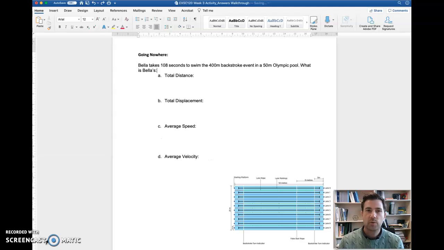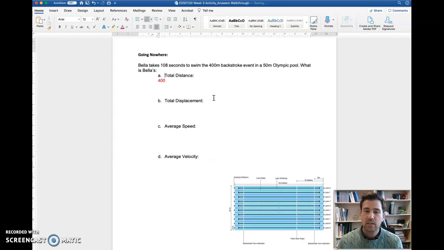So this next question, going nowhere: Bella takes 108 seconds to swim 400 meters backstroke in a 50-meter Olympic pool. What's Bella's distance? Well, distance hopefully should be fairly straightforward. It's right there in the question. It's 400 meters.